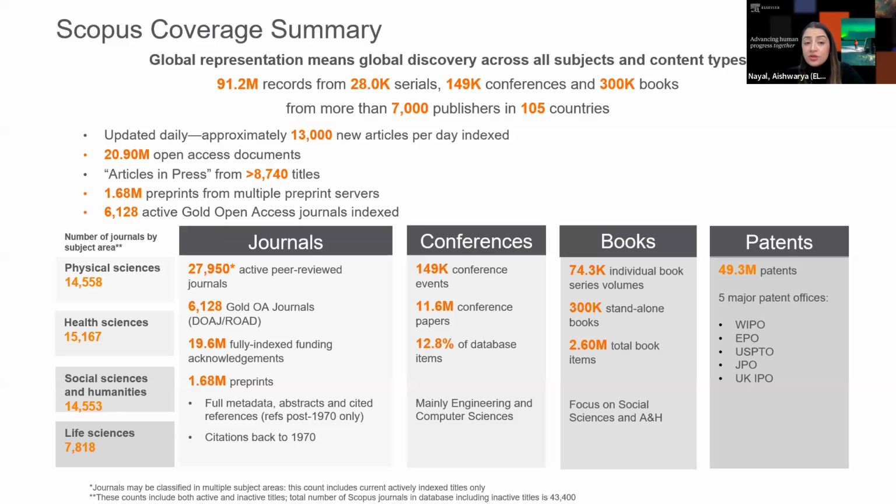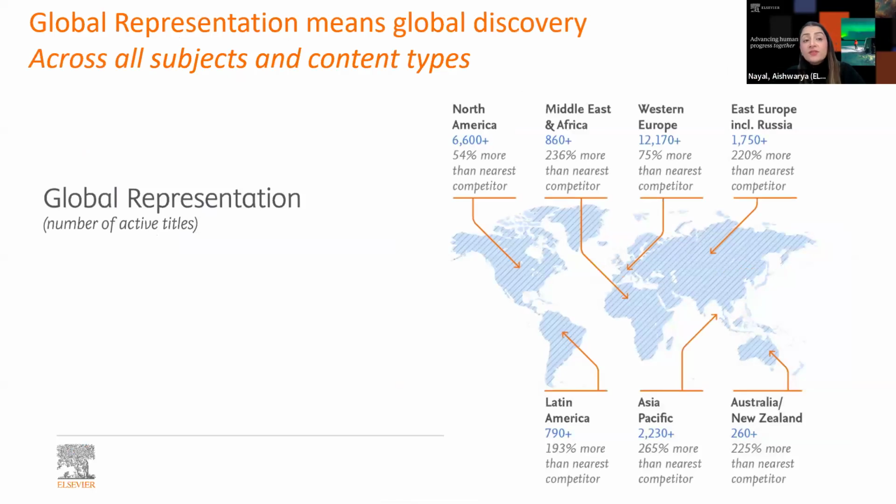Scopus has content from journals, conferences, books, and patents. Now, Scopus is a very dynamic platform. Why do I say so? 13,000 new articles are indexed in Scopus every year. It has 20 million open access documents. And please be mindful, if you are searching in Scopus, you are searching in the global representation of research, because Scopus has content from 105 countries.